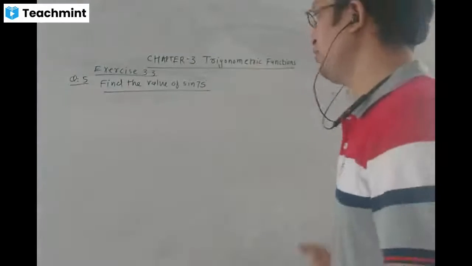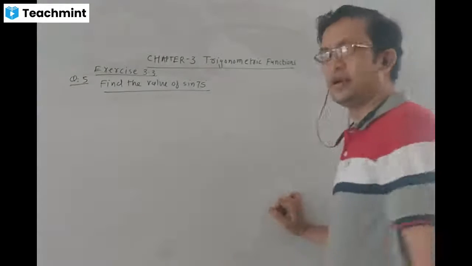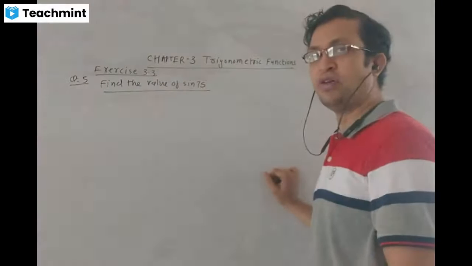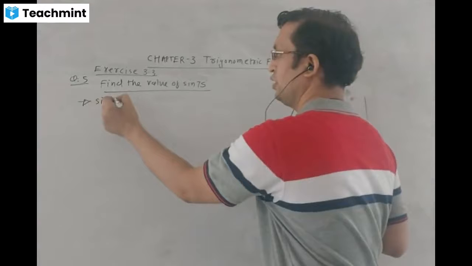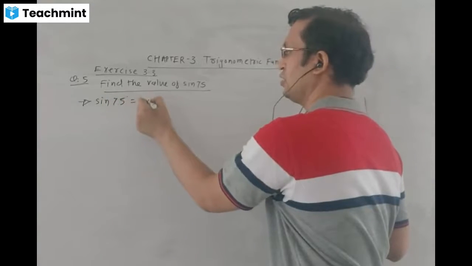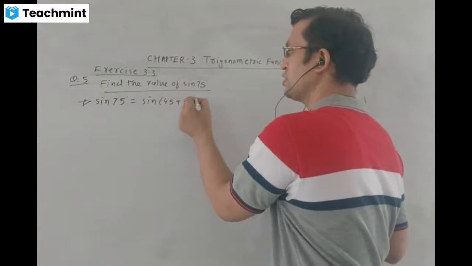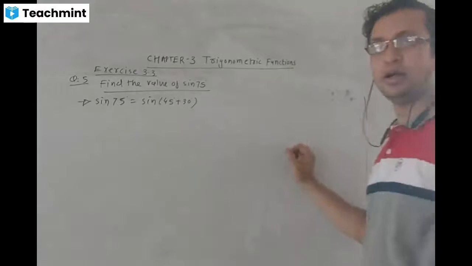How to find the value of sin 75? We know that the sum of two angles is 75. Those angles are 45 and 30. We write sin 75 as sin(45 plus 30), since the sum of these two angles is 75.